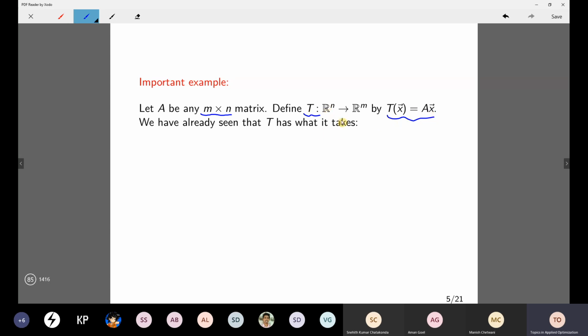So if we define a T, which for the moment may not be a linear transform, we don't know yet. What we are trying to say is that let us take some function and define it like this: Tx is A times x. Then the question is, is T a linear transform?